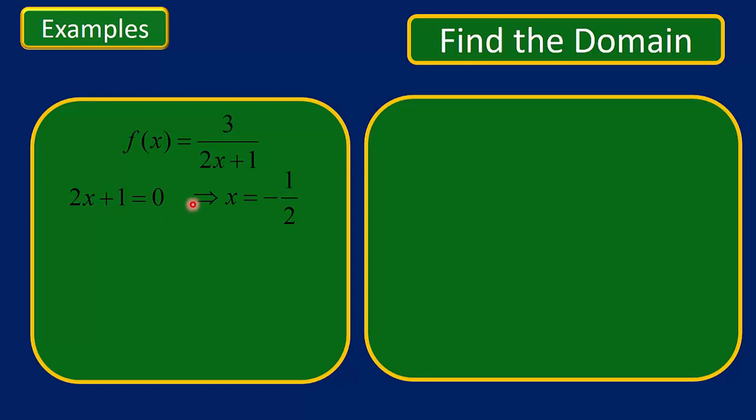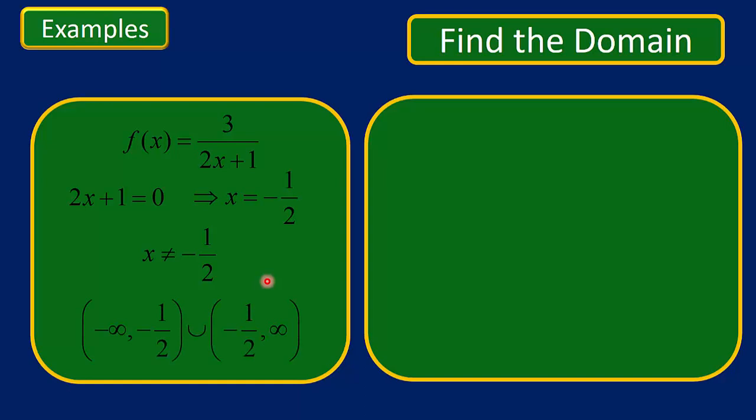So we did some investigating here. We said, what's going to make that denominator 0? So I did that. I solved the equation, and I found, there it is. X equals -1/2. We can't ever let x be -1/2. So we could state the domain this way. X can't be -1/2. X is not equal to -1/2. That means all other real numbers are acceptable except that one.